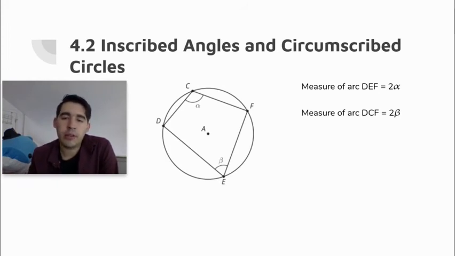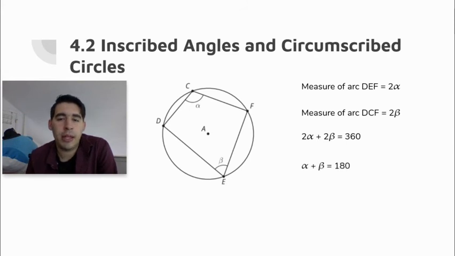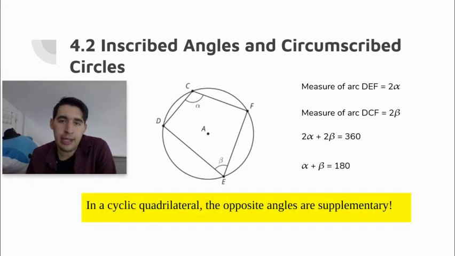Once again, these arcs are taking up the entire circle. So when we put them together, they have to add up to 360 degrees. Divide the equation on both sides by 2, and we realize that alpha and beta have to add up to 180 degrees, no matter what alpha and beta are. So this is the main idea of this lesson, and that in a cyclic quadrilateral, the opposite angles have to be supplementary.